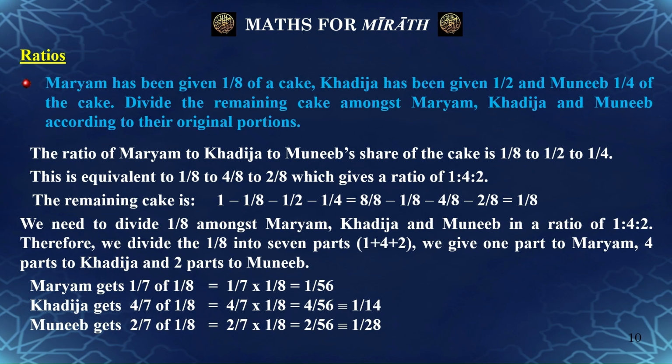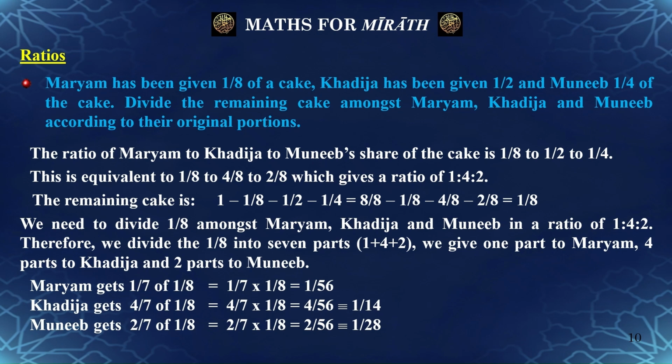Let's look at another example. Maryam has been given 1/8 of a cake. Khadija has been given 1/2 of the cake, and Munib 1/4 of the cake. Divide the remaining cake amongst Maryam, Khadija, and Munib according to their original portions. The ratio of Maryam to Khadija to Munib's share of the cake is 1/8 to 1/2 to 1/4.